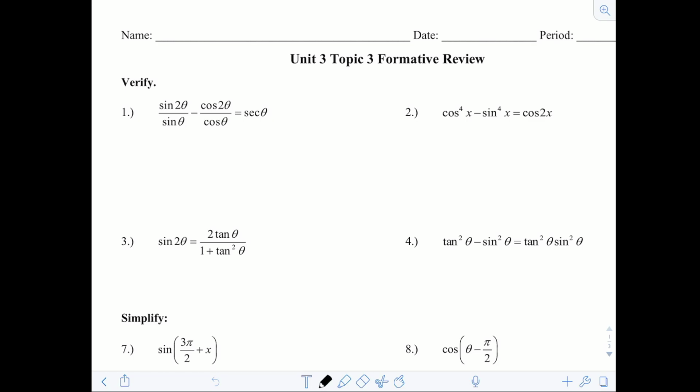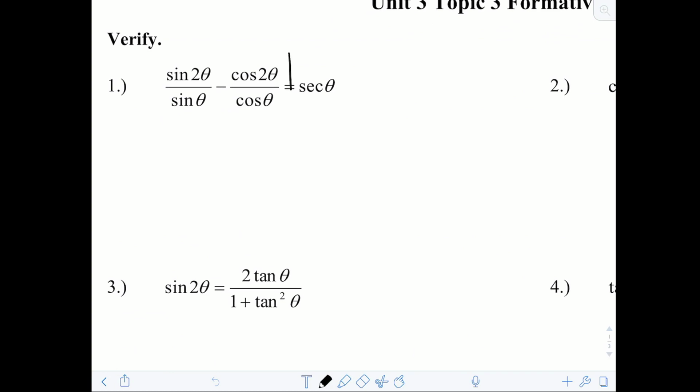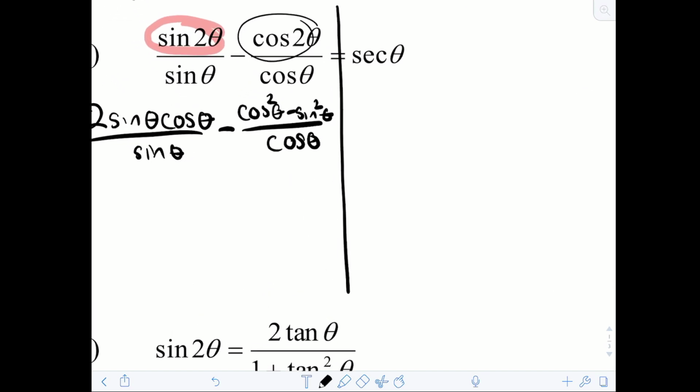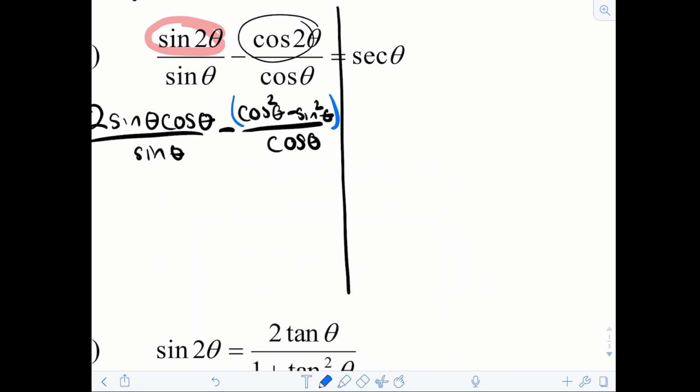So looking at Unit 3, Topic 3, Formative, we're going to say verify. We're going to start off by drawing our line. So we're going to convert the sine of 2 theta to be 2 sine of theta cosine of theta over sine of theta minus, and I'm going to convert this quantity to be cosine squared theta minus sine squared theta over cosine. Now with that done, this is actually wrapped in parentheses in that quantity.